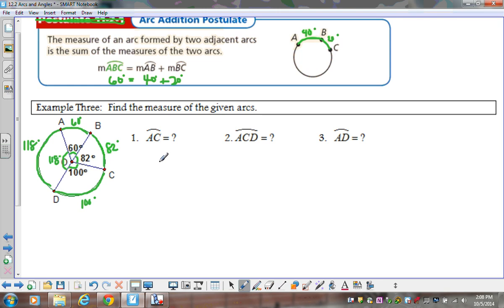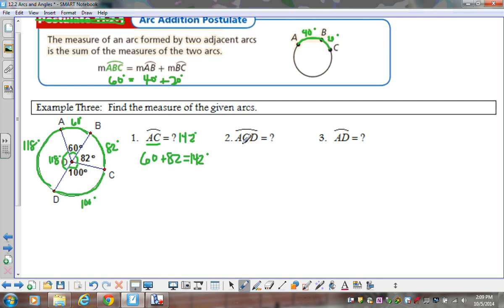All right, so first thing we want to find is the measure of arc AC. Now, two letters, meaning it's going to be a minor arc, because if you look over here at your picture, you could go the measure of arc ADC, which is going to be more than 180 degrees, which means that's a major arc. So I want minor arc AC because they have two letters. So that's going to be your 60 plus your 82, which will give me 142 degrees. So the measure of arc AC is 142 degrees.